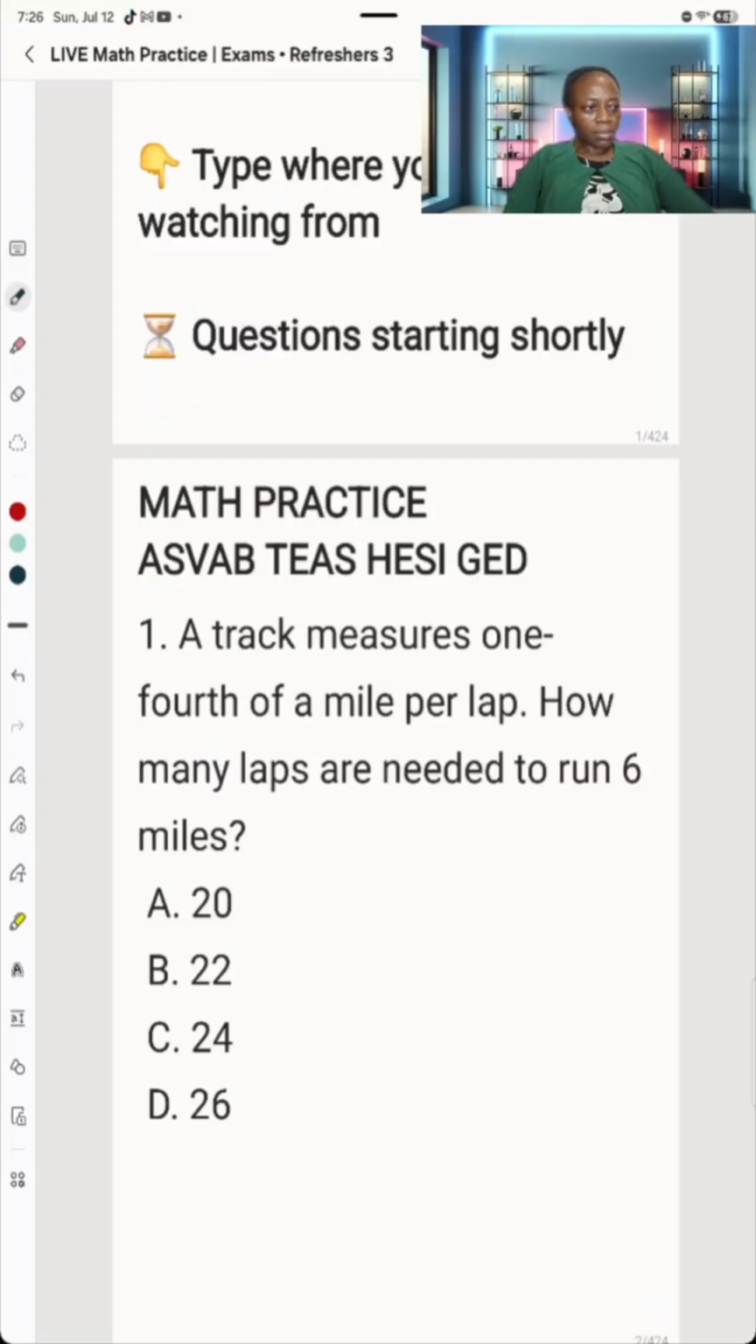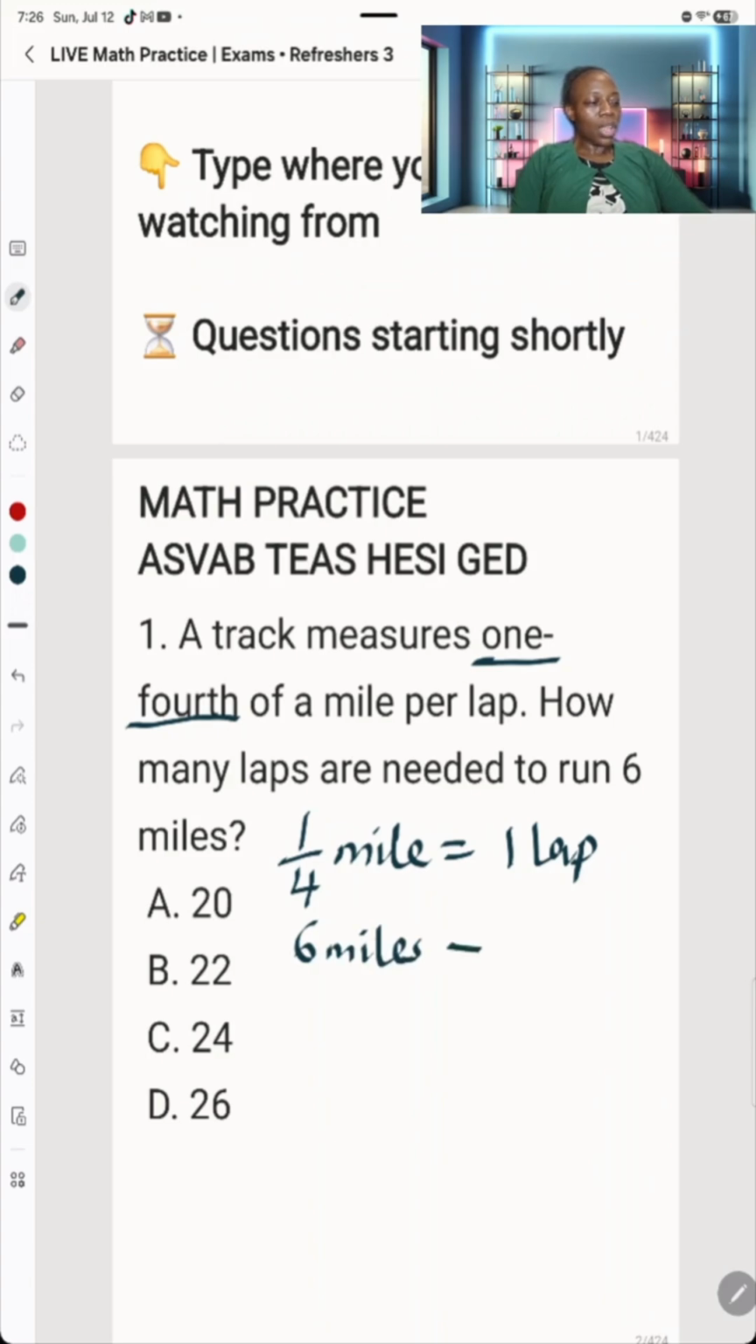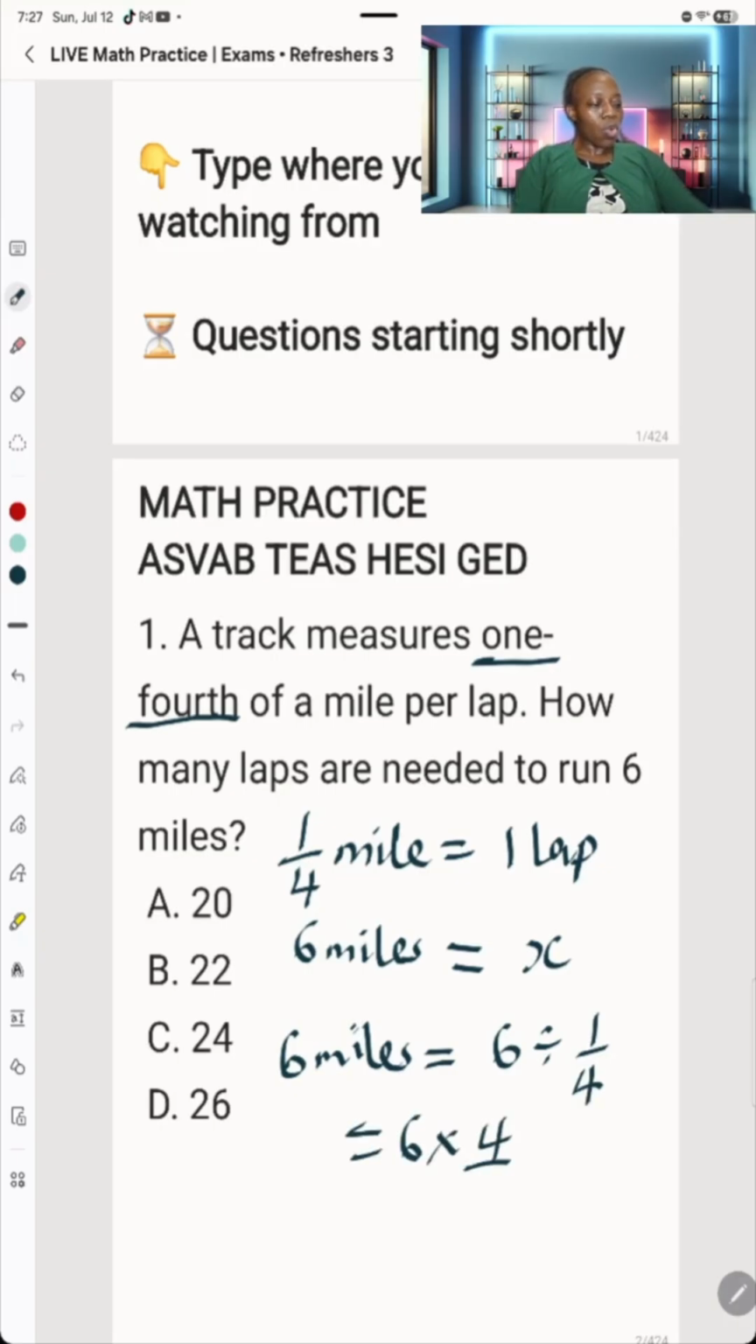So the question says, a track measures 1/4 of a mile per lap. So let's note that: 1/4 mile is 1 lap. Then how many laps are needed to run 6 miles? We want the equivalent in laps for 6 miles. We just multiply 6 by 4/1, and that is going to be 24 laps, and that is C.